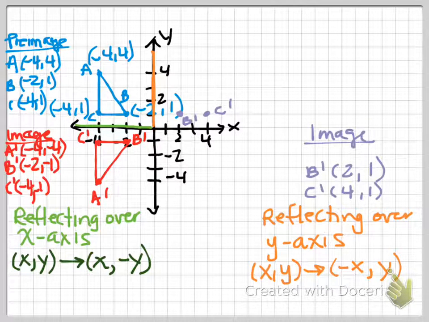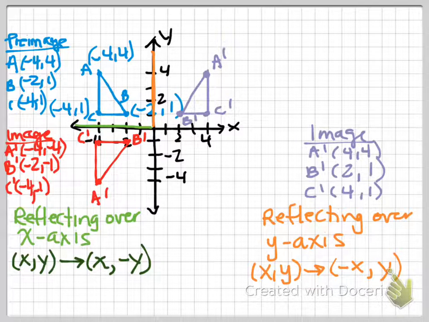This is looking good. My A was 1, 2, 3, 4 to the left of the y-axis, so my image would be 4 to the right. 1, 2, 3, 4, and that's where A prime would be. So A prime is at 4, 4. So my pre-image was at negative 4, 4, so the y stayed the same, and the negative of negative 4 is positive 4. And again, your picture flips.